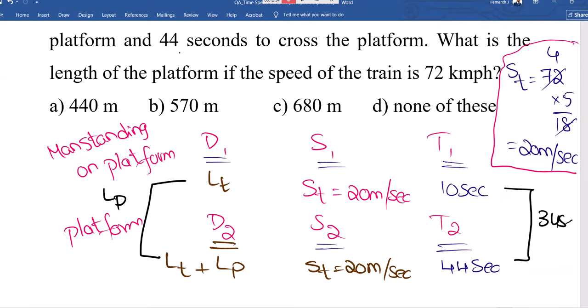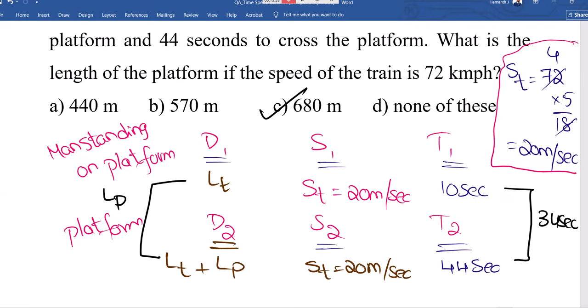So in 34 seconds, what is the distance traveled by the train? It is nothing but the platform length. Don't calculate the length of the train in the first one. D1 equals S1 T1, the length of the train is 20 into 10, 200. Then here also D2 equals S2 T2. No need. The extra distance is the platform length. The extra time taken is 34 seconds. In 34 seconds, the distance traveled by the train is 34 into 20, which is 680 meters.